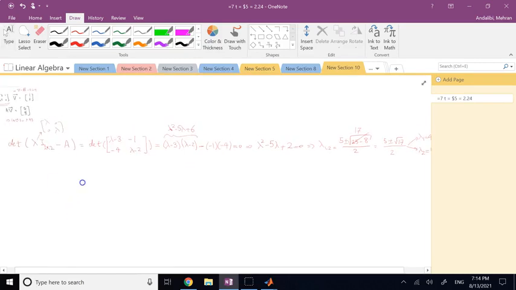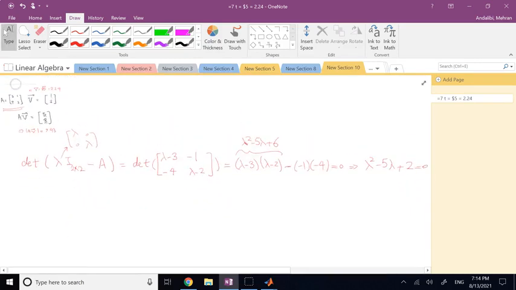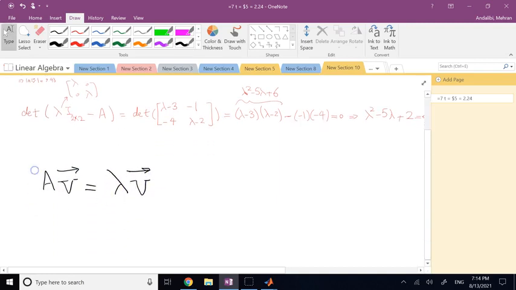So now I go back to the original equation. The original equation of eigenvalues says what? A times V is equal to what? Lambda times V. Now, here, if I plug in lambda 1 in place of lambda, the result is going to be what? Right? Eigenvector 1. If I plug in lambda 2, it's going to give me eigenvector 2, or the eigenvector associated with lambda 2. So let's do that.